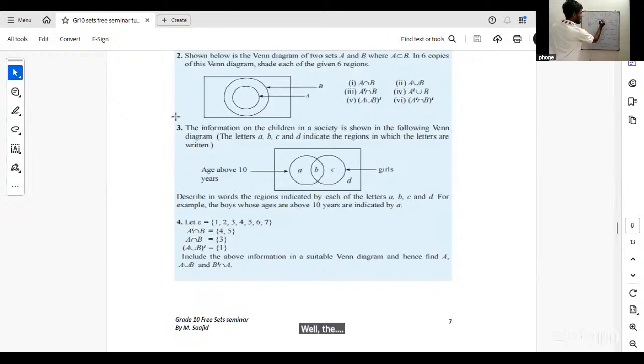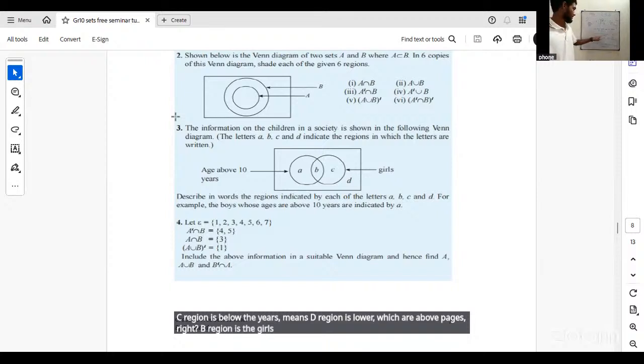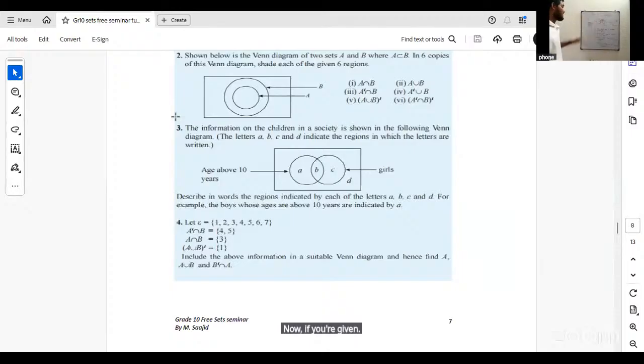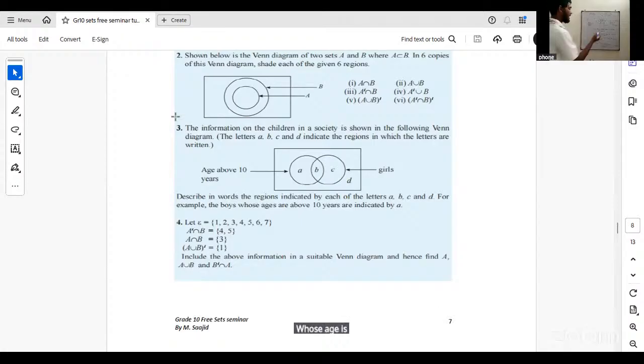Now, C and D, both of these are girls. C region is the girls whose age is below 10 years. C region is below 10 years, means D region is the girls which are above 10 years, right? B region is the girls whose age is above 10 years. Now, A region they are given the boys whose age is above 10 years. Then what is remaining? The boys whose age is below 10 years. And that is in D part, in this outside region.